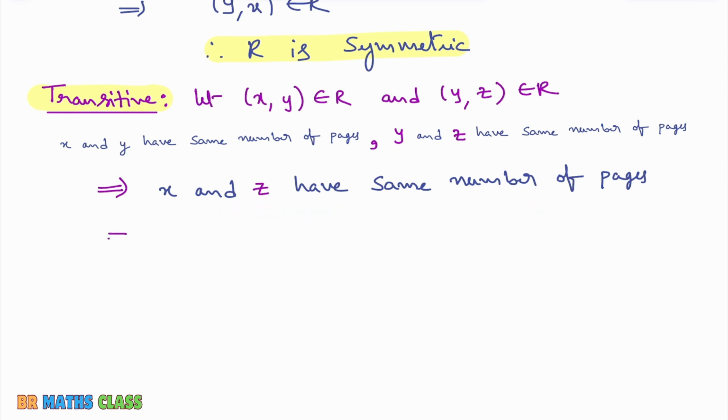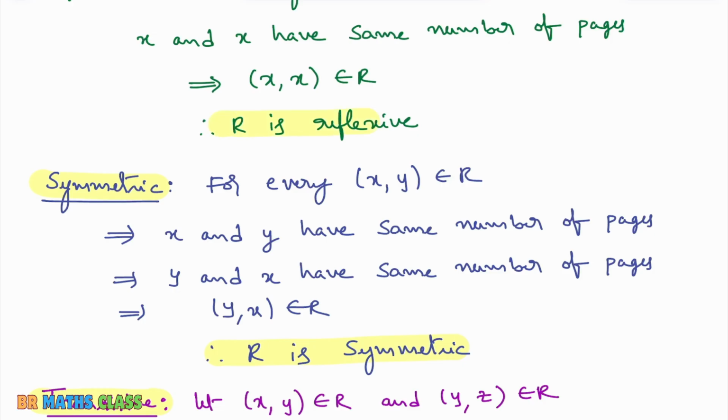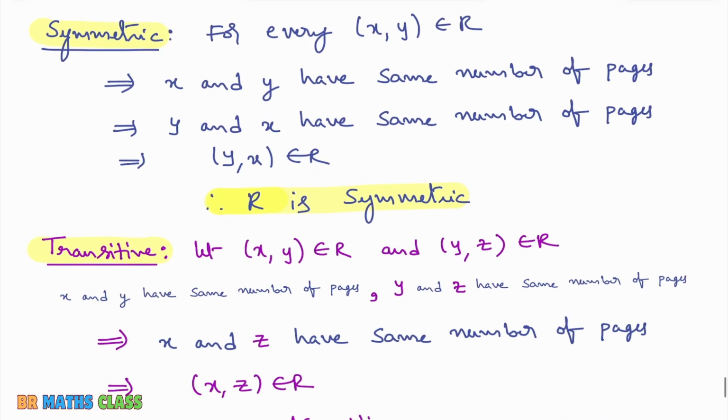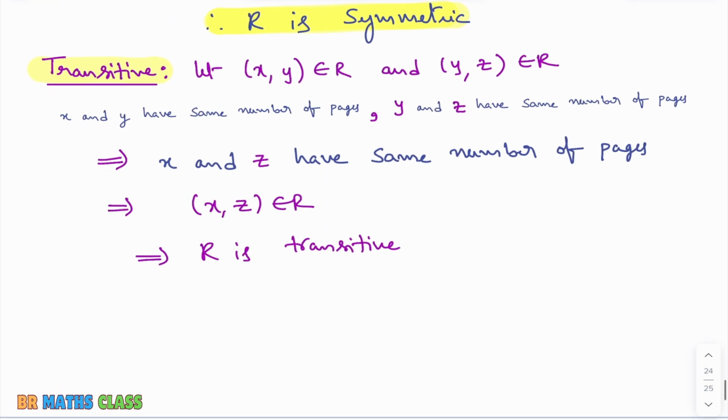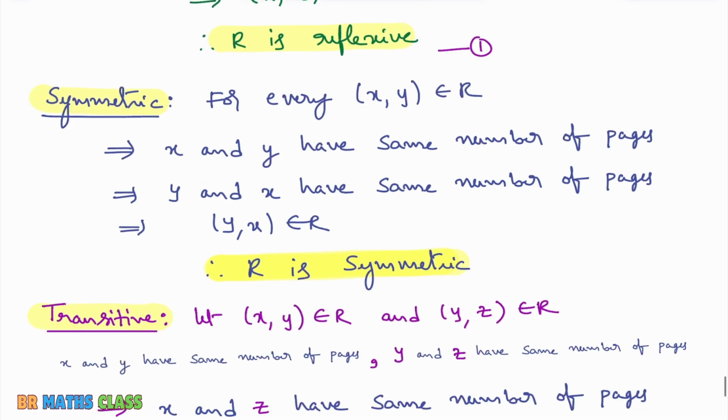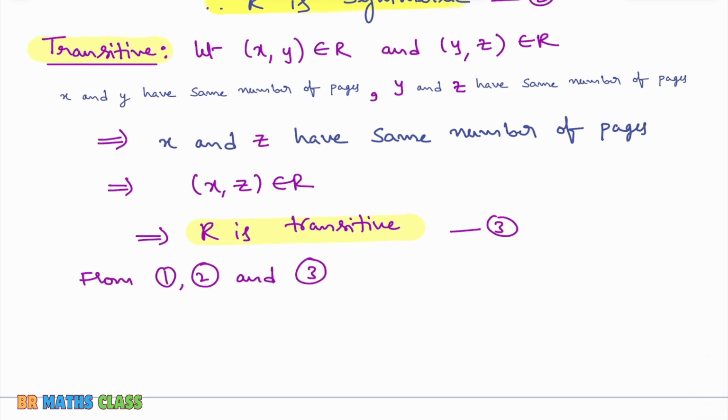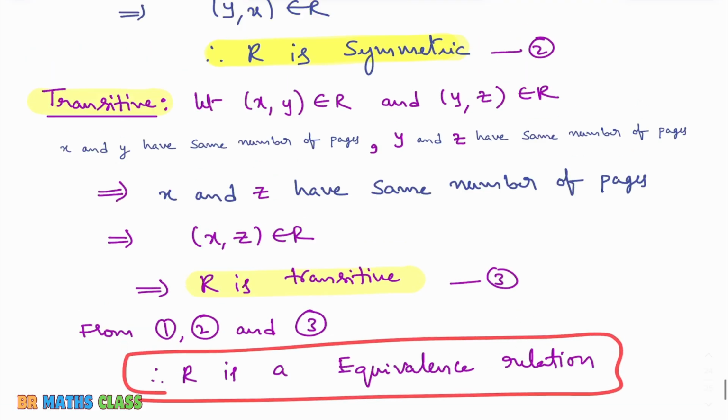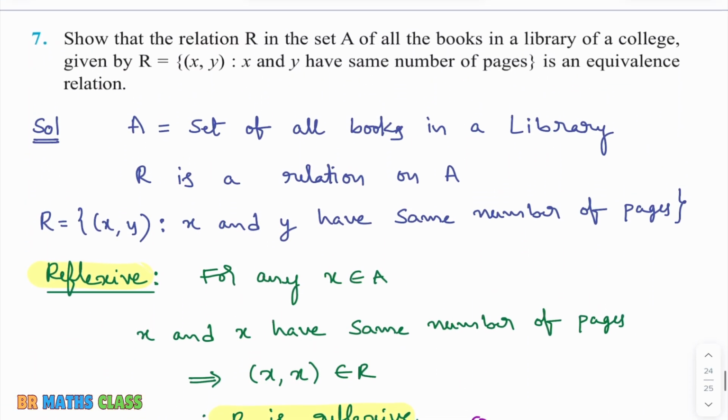As we got this, x and z have the same number of pages, I can write that the ordered pair (x, z) belongs to the relation. From this, we can say that the relation R is transitive. This relation is reflexive. This relation is symmetric. This relation is transitive. Name these equations 1, 2, 3. From 1, 2 and 3, we can say that the relation R is an equivalence relation. I hope you understand the solution for this question.